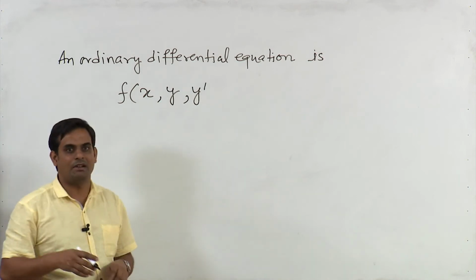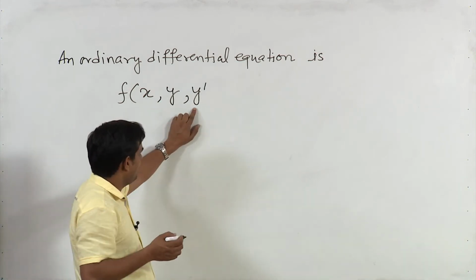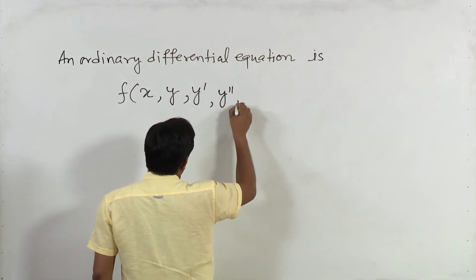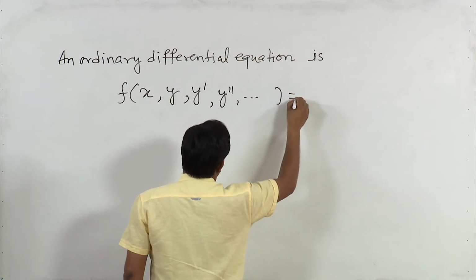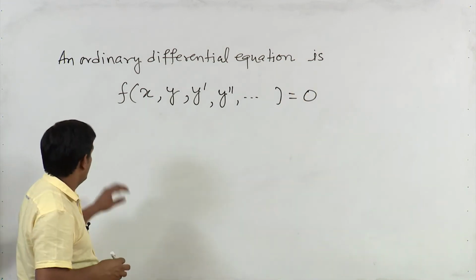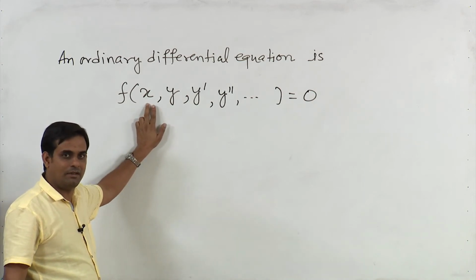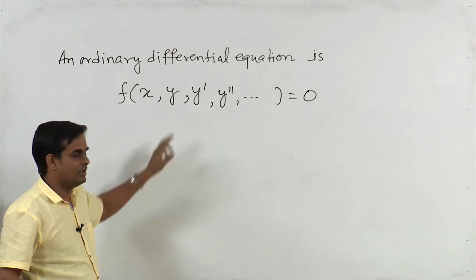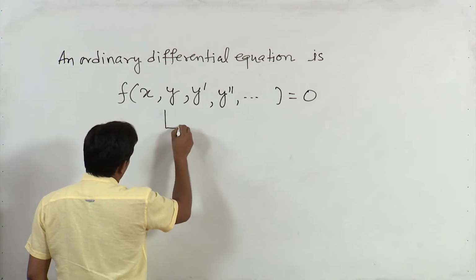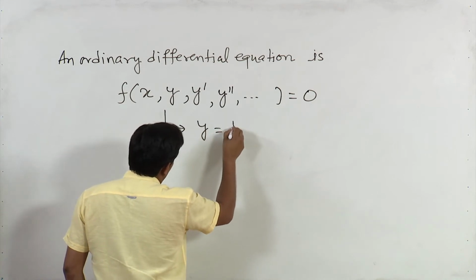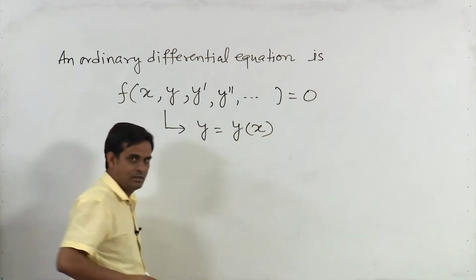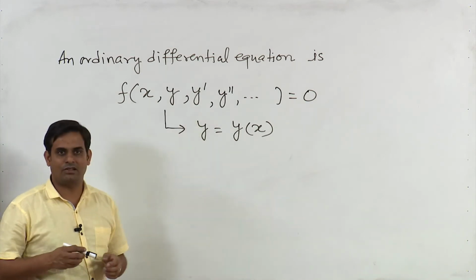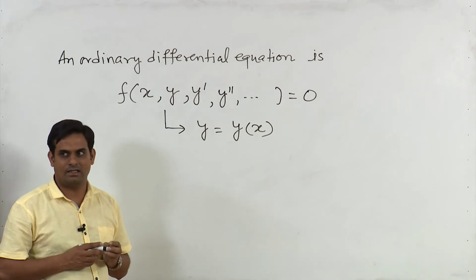Here y prime is dy by dx, that is the first derivative of y with respect to x, y double prime and so on. So here x is the independent variable as I told you, and y is the dependent variable. So the solution of this is a function y, which is a function of x, which satisfies this particular relation. So such a relation is called an ordinary differential equation.